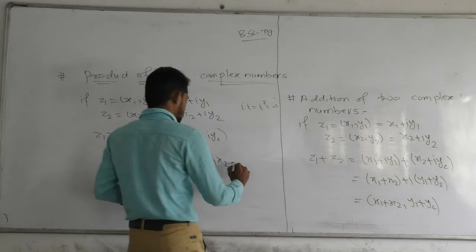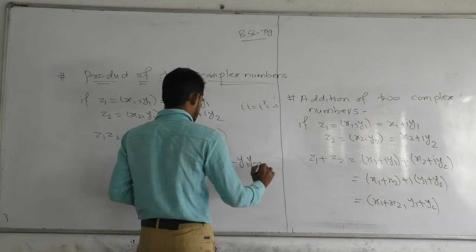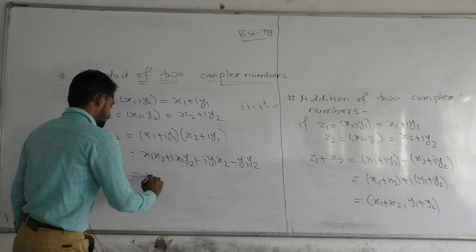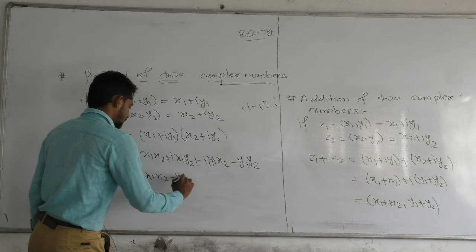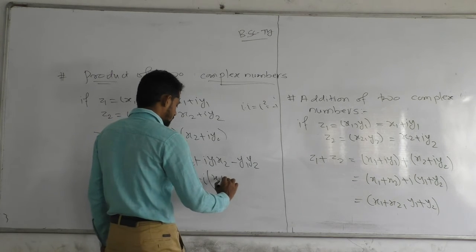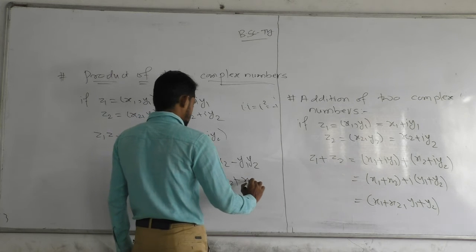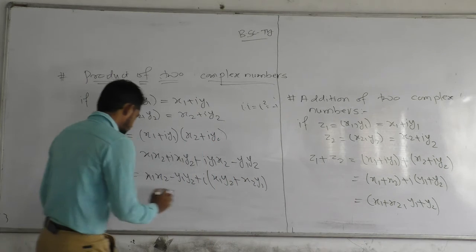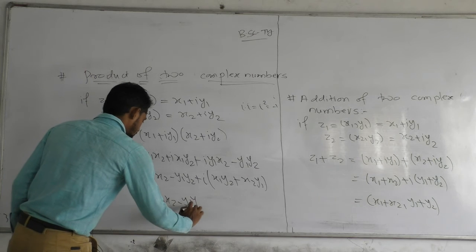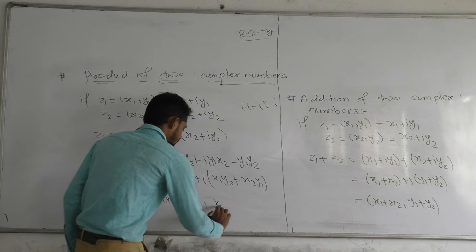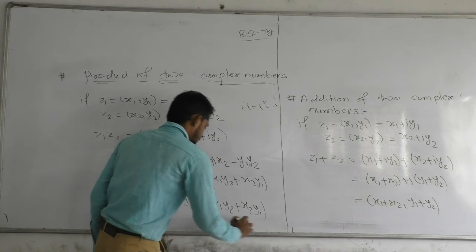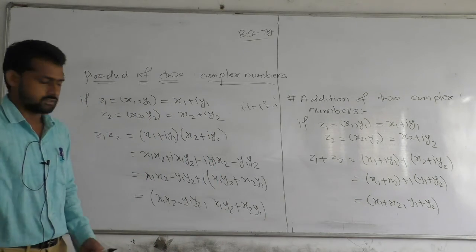So we get minus y1 y2. Now the real parts of this we take outside: x1 x2 minus y1 y2. And i we take common: x1 y2 plus x2 y1. So this can be written as (x1 x2 minus y1 y2, x1 y2 plus x2 y1). So this is the product of two complex numbers.